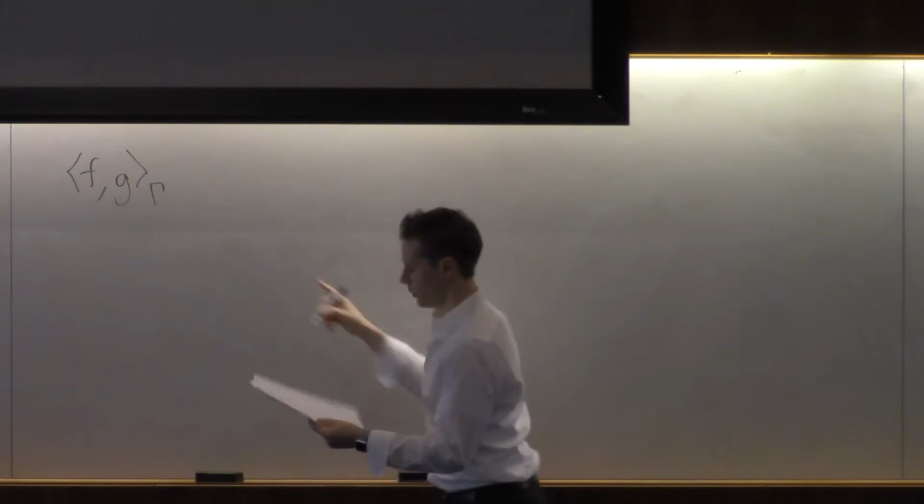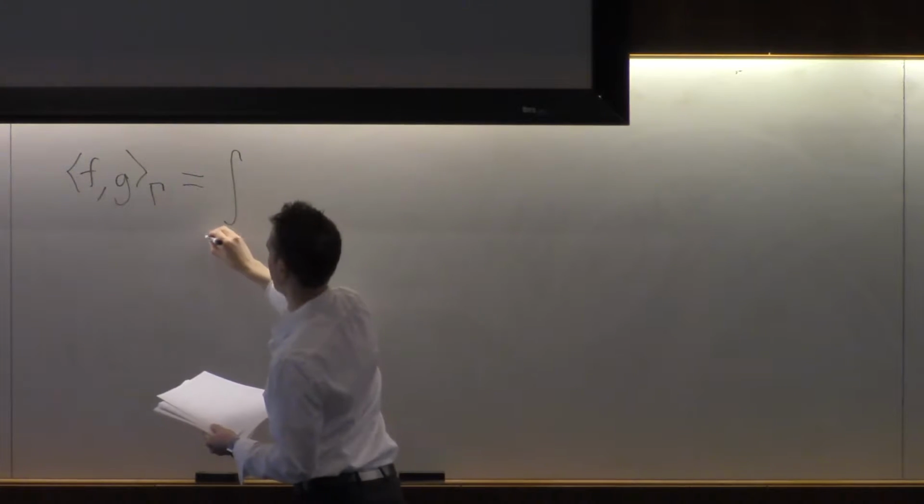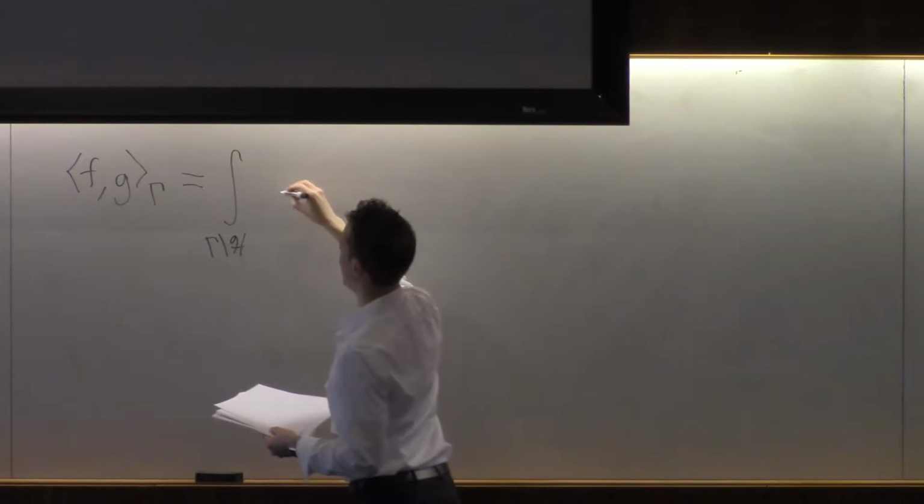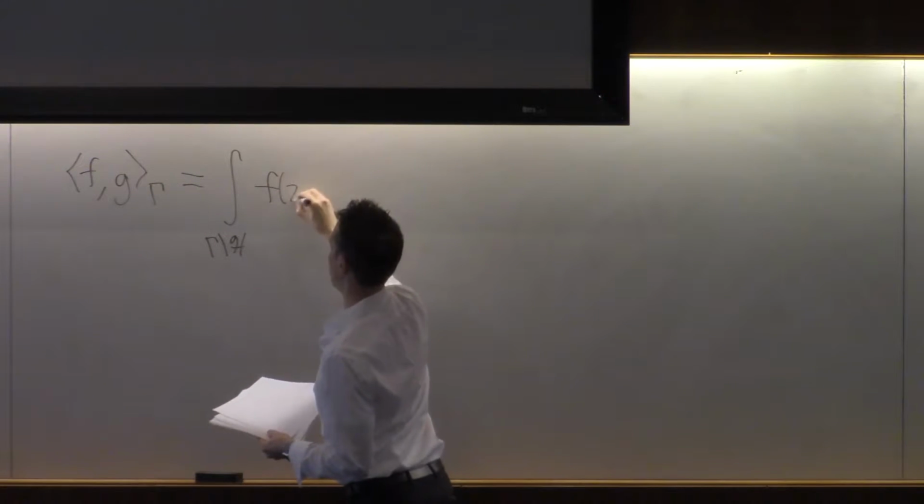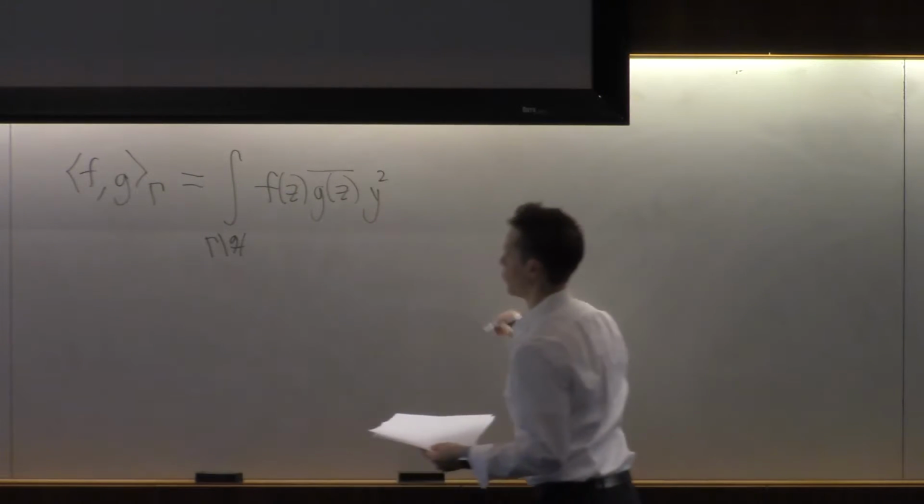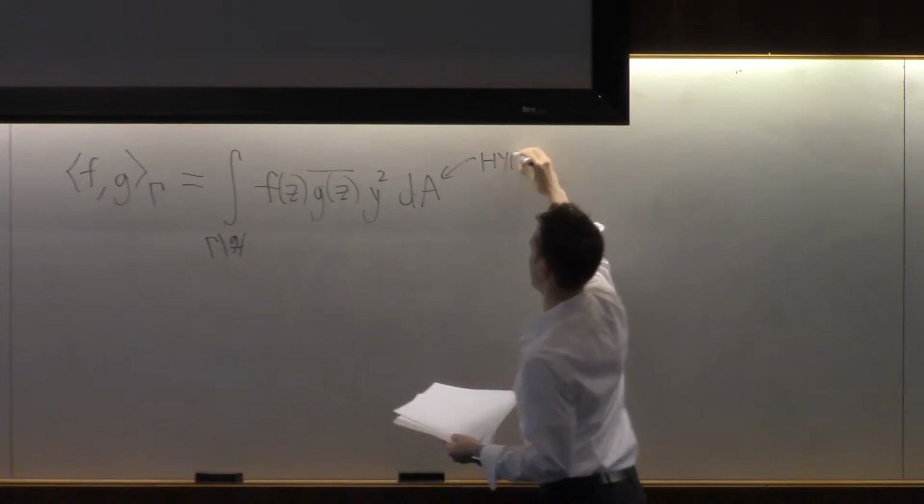So if you have an f and a g, and you want to integrate f and g on gamma, some people like to keep their gamma around. The definition here, all you do is you integrate over a fundamental region, when this integral exists, and you do f of z, g of z bar. You need a factor here to make the integral well-defined in terms of coordinates, and then you do this with respect to the hyperbolic measure.